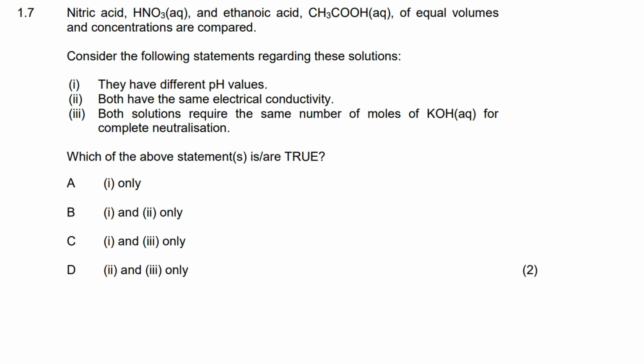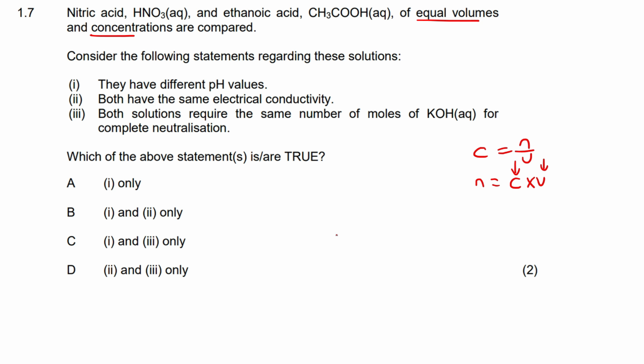Nitric acid and ethanoic acid of equal volumes and concentrations are compared. Consider the following statements regarding their solutions. They have different pH values, both of the same, and so on. Okay, so they're just stating a whole bunch of stuff. Which statements are true? Because they've given us equal volumes and concentrations, can we also say the moles are the same? Yes, because we know from this formula, if you get moles by itself, then if the concentrations and the volumes are the same, the moles are the same.